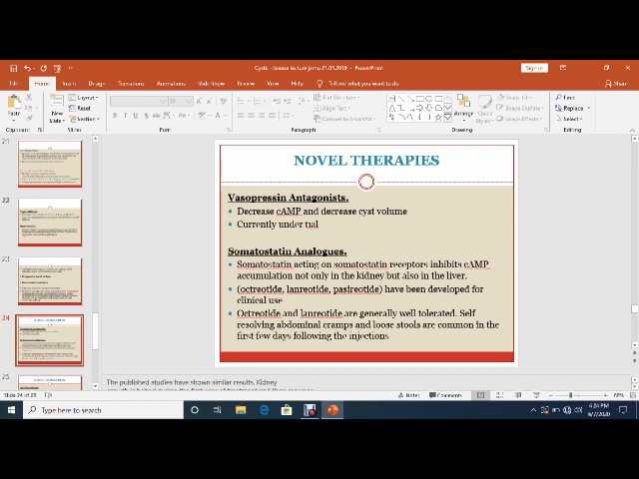Other drugs are somatostatin analogs. Somatostatin acts on the somatostatin receptor that inhibits cyclic AMP, so it reduces accumulation not only in the kidney but also in the liver. Octreotide and lanreotide have been developed for clinical use. Octreotide and lanreotide are generally well tolerated by patients. Self-resolving abdominal cramps and loose stools are common in the first few days following the injections of these medications.